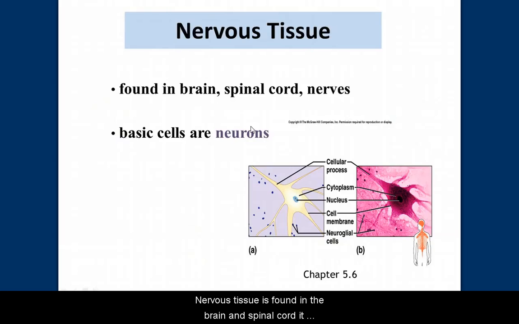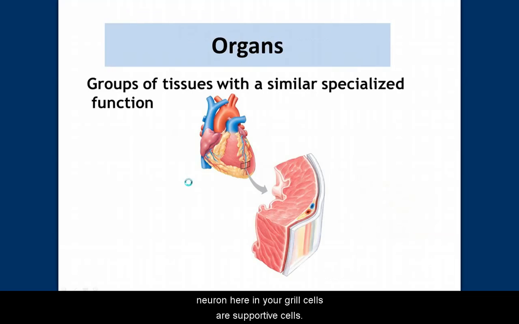Nervous tissue is found in the brain and spinal cord. Bundles of the cellular processes called axons make up the nerves. These neurons are the basic cells of the nervous tissue, and then these cells outside of the neuron here, neuroglial cells, or supportive cells. An organ is a group of tissues with a similar specialized function form organs.